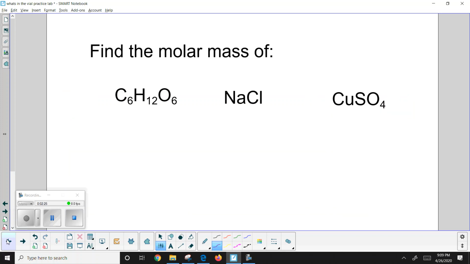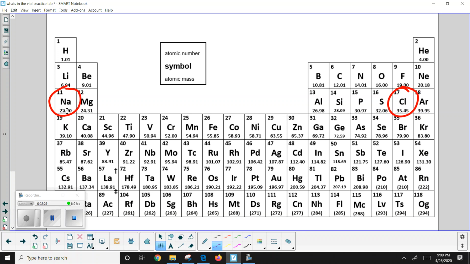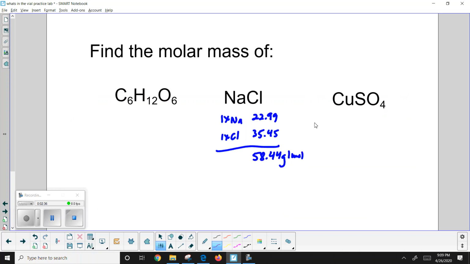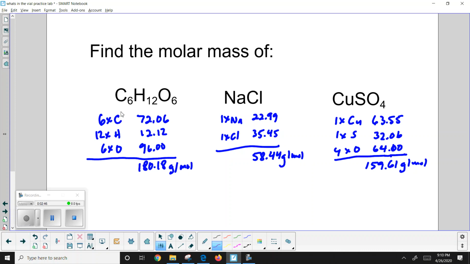However, what if it had something like this, sodium chloride? Well, what you do, you're going to have 1 ion of sodium, 1 of chlorine. So simply add these together to get your overall molar mass. So 1 mole of sodium chloride has a mass of 58.44 grams per mole. Exactly what we talked about before. And here's some other examples for glucose and copper sulfate. Again, it's exactly the same thing.